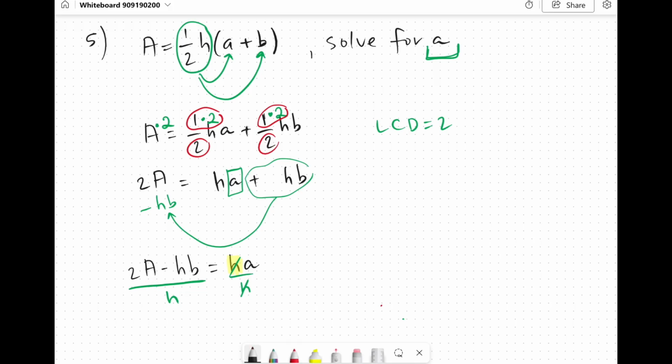So we're done. This is our answer. 2 capital A minus hb over h equals lowercase a. These questions, when you are typing your answer, are very picky about case, lowercase or uppercase. So please be mindful of that. They are case sensitive. But other than that, this completes 1.5.